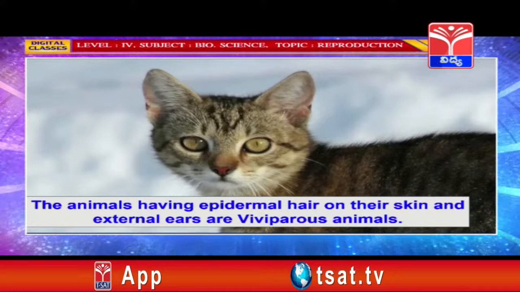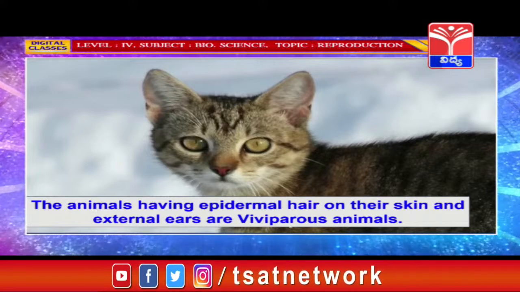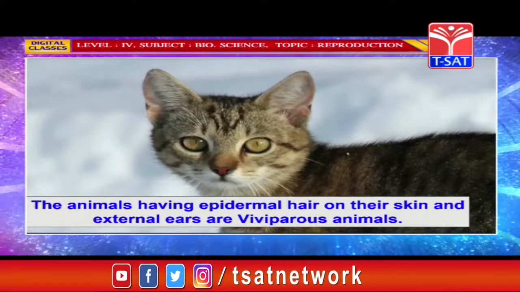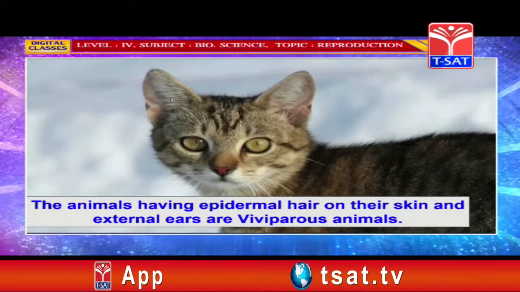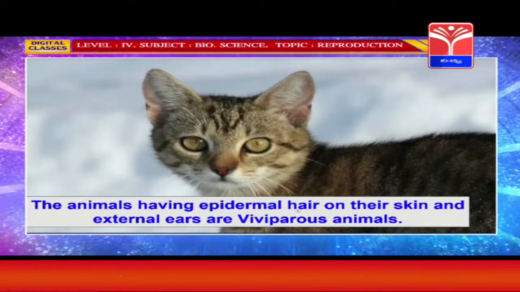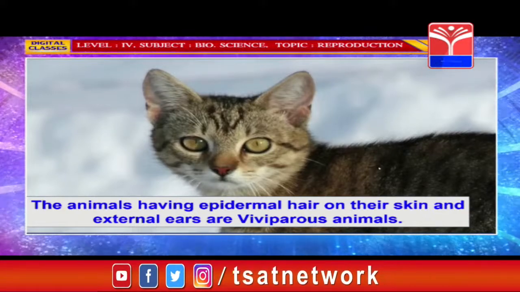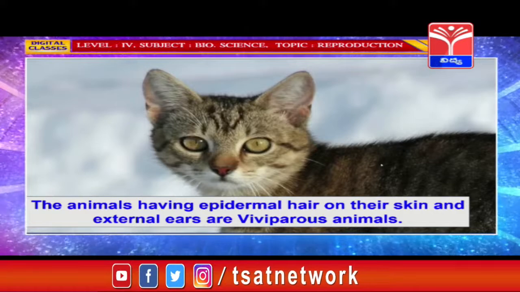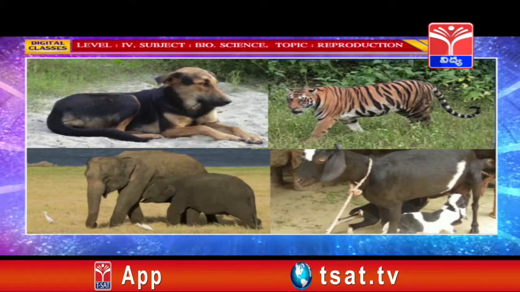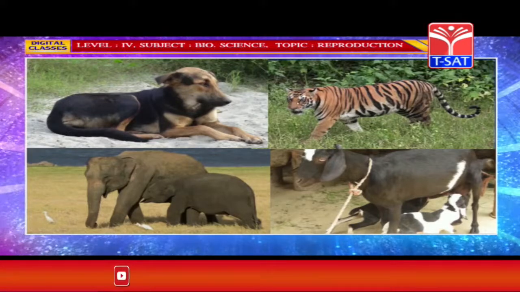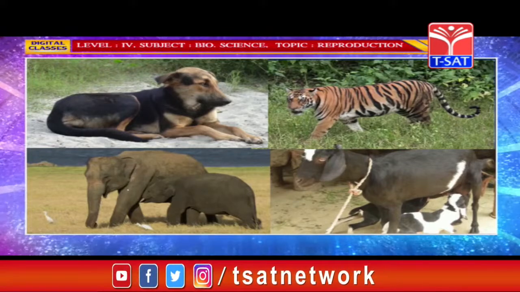The animals having epidermal hair on their skin and external ears are called viviparous animals. These animals have epidermal hair on their skin and they have external ears also. So, such type of animals are called viviparous animals. These animals give birth to their young ones. Examples: cat, dog, tiger, elephant and goat. All these animals have epidermal hair on their skin and they have external ears. You can see the big ears in the elephant.